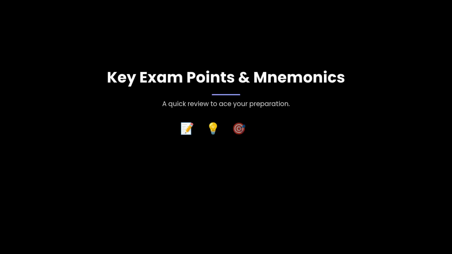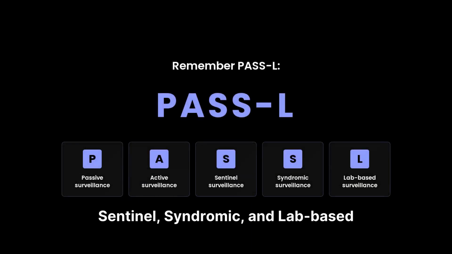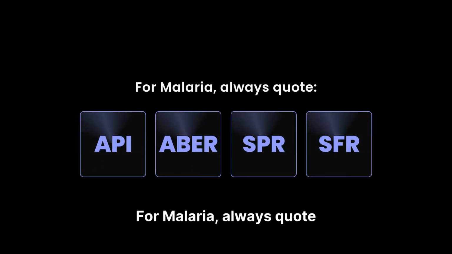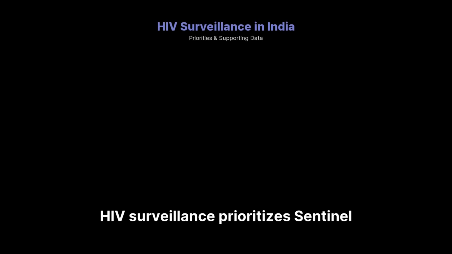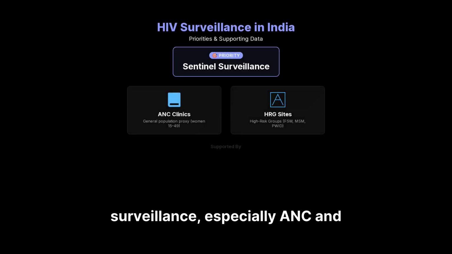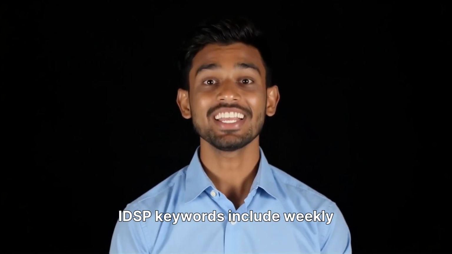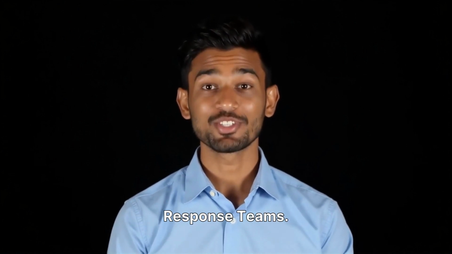Let's quickly review the key exam points and mnemonics to ace your preparation. Remember PASSEL: passive, active, Sentinel, Syndromic, and lab-based surveillance. For malaria, always quote API, ABER, SPR, and SFR. For HIV surveillance, prioritize Sentinel surveillance, especially ANC and HRG sites, supported by case-based program data and behavioral surveys. IDSP keywords include weekly reporting, zero reporting, early warning signals, and rapid response teams.